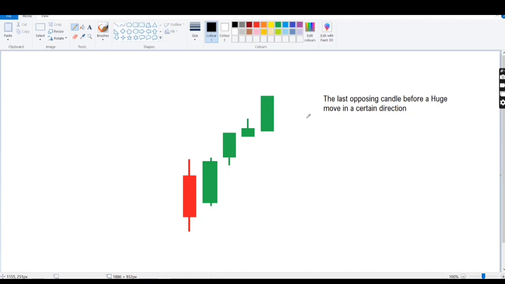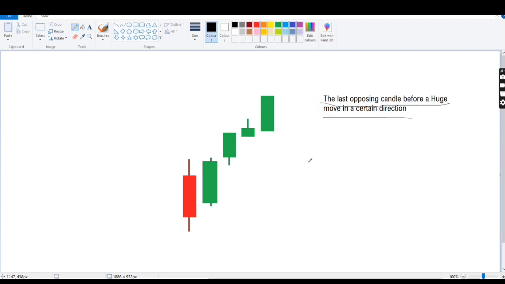So in today's episode, I'm actually excited that you're watching the content and you are enjoying the content. So in today's episode, I want to talk about order blocks, right? And before I talk about anything further, I have to define what an order block is. So an order block, as stated by this definition, is actually the last opposing candle before a huge move in a certain direction.